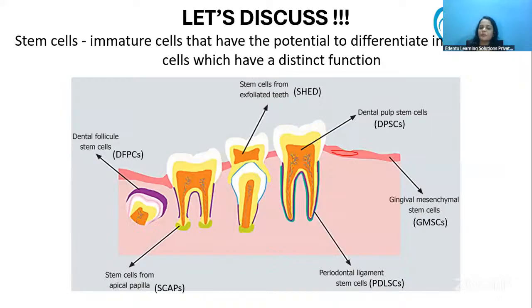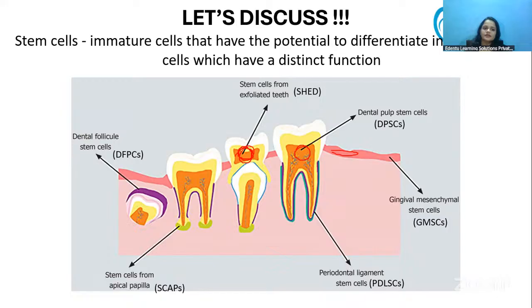Then inside the pulp, we have lots of stem cells. They are called the dental pulp stem cells. And in the exfoliated deciduous teeth, inside the pulp of these exfoliated deciduous teeth, there will be lots of stem cells. They are called the stem cells from human exfoliated deciduous teeth, which is why it is called SHED.